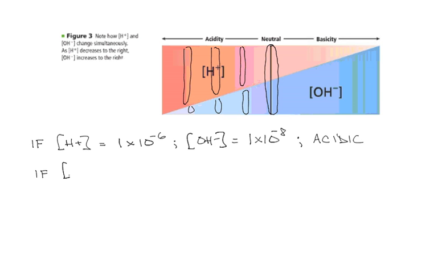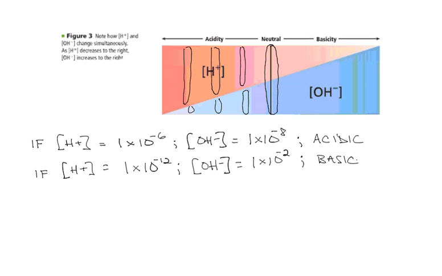If the H plus ion concentration is equal to 1 times 10 to the minus 12th, the hydroxide ion concentration is equal to 1 times 10 to the minus 2. This time there is much more hydroxide ion, and so the solution is basic.